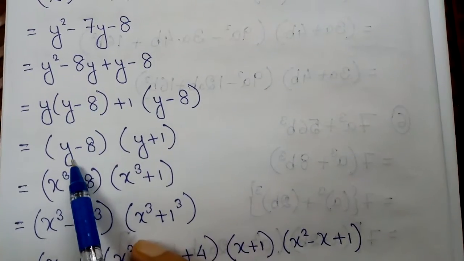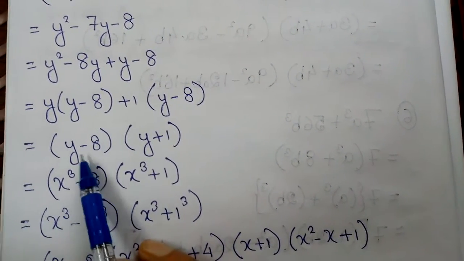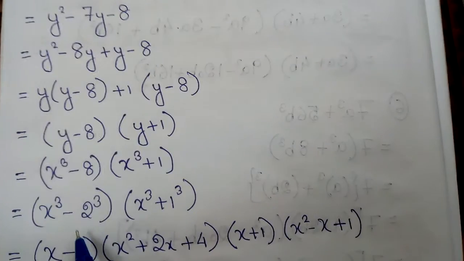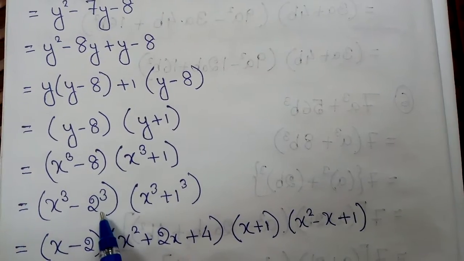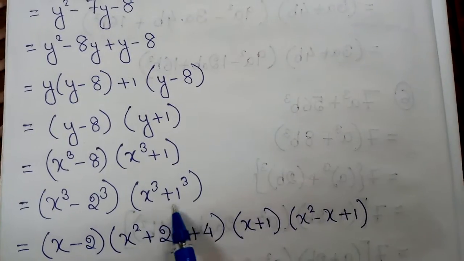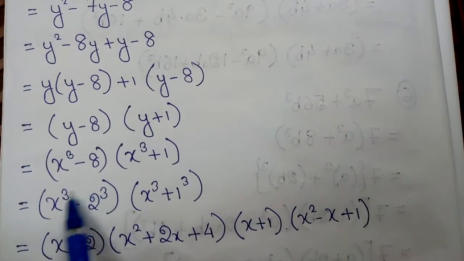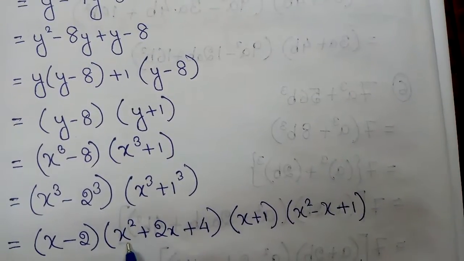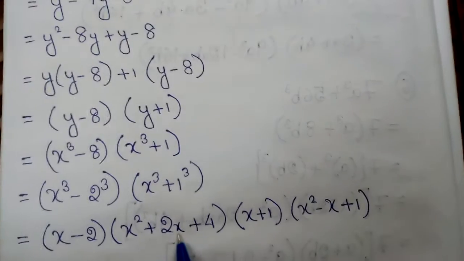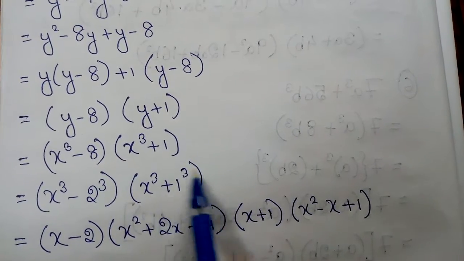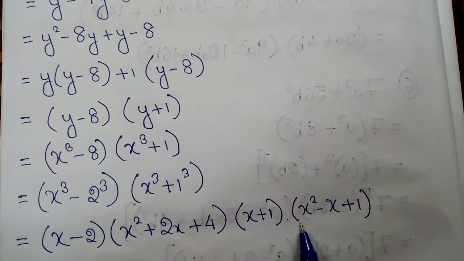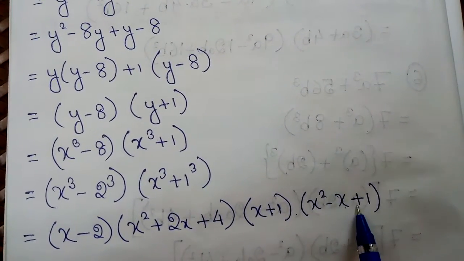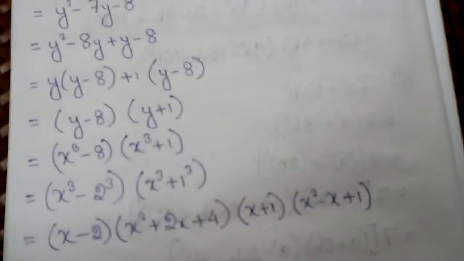Now I am putting x cube back in place of y. So (x cube minus 8)(x cube plus 1). Now 8 can be expressed as x cube minus 2 cube and 1 can be expressed as x cube plus 1 cube. So this means x cube minus y cube. So this gives me (x minus 2)(x square plus 2x plus 4). Similarly, from here I will get (x plus 1)(x square minus x, that is x into 1, plus 1). So this is my answer.